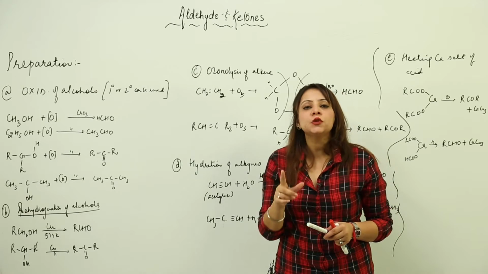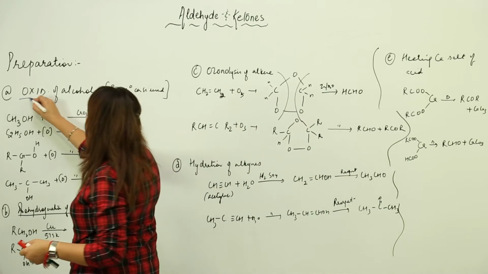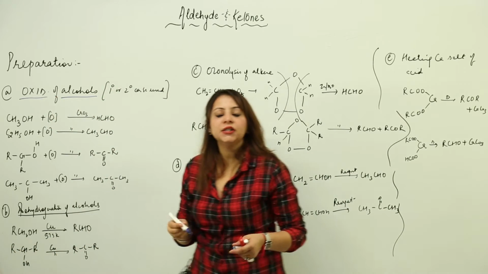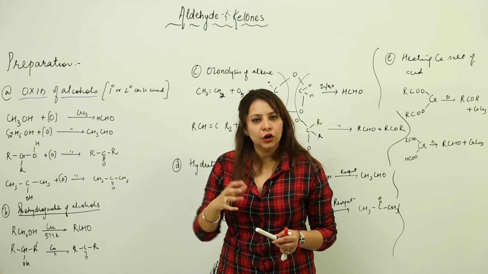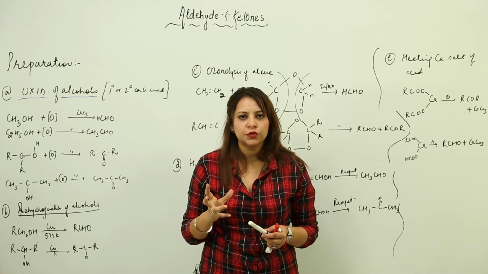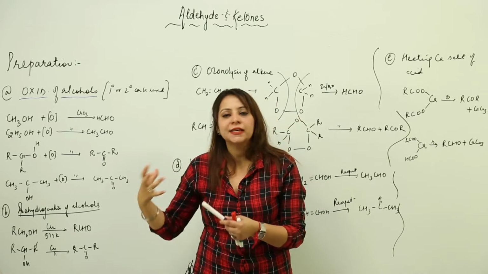Now we are going to start with the preparation of aldehydes and ketones. So the first method is oxidation of alcohols. That means we are going to add oxygen to the alcohol. You have to keep in mind that alcohols undergo two types of oxidation: partial, when you add nascent oxygen, and complete, when you add an excess of oxygen.